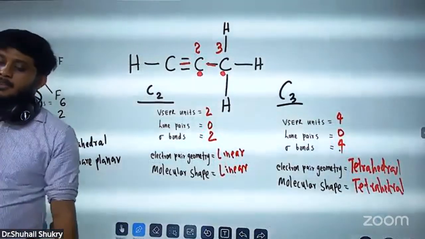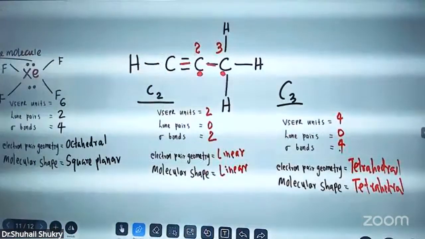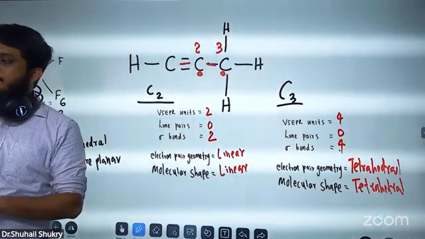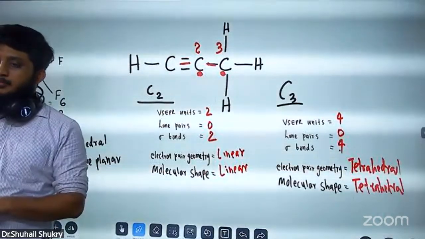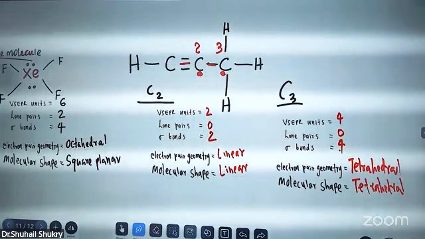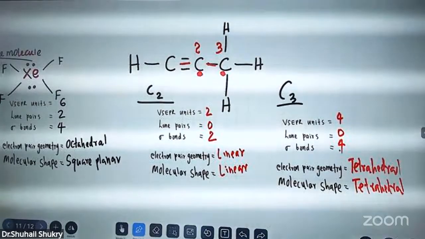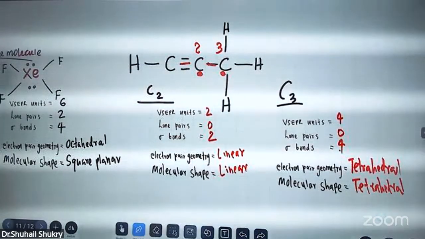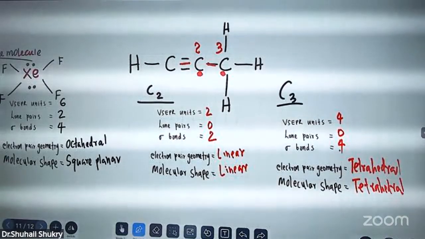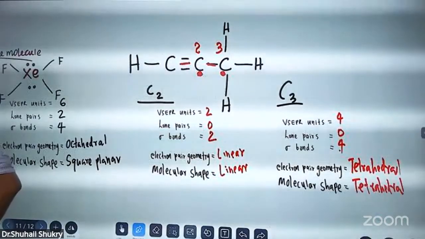Lewis structures are very easy. We can do it like this. First of all, take the periodic table. You all have the periodic table with you. Take the periodic table. If you have the periodic table, it will be easy for you.